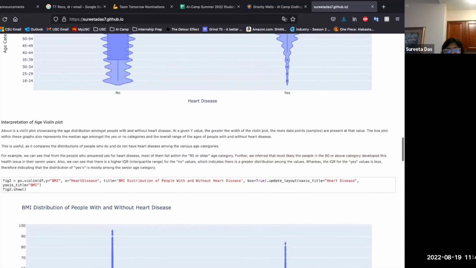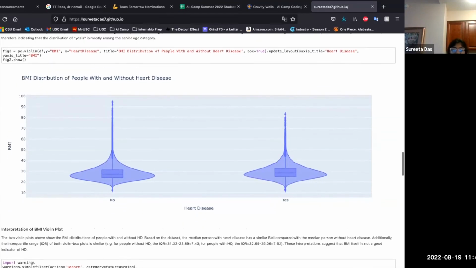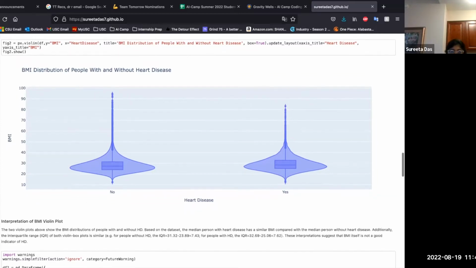Going on to the next violin plot, we chose to compare BMI to heart disease. Again, using the box plot, we found that the median and the IQR for people with and without heart disease is around the same. These samples showed us that BMI alone is not a good indicator of heart disease.